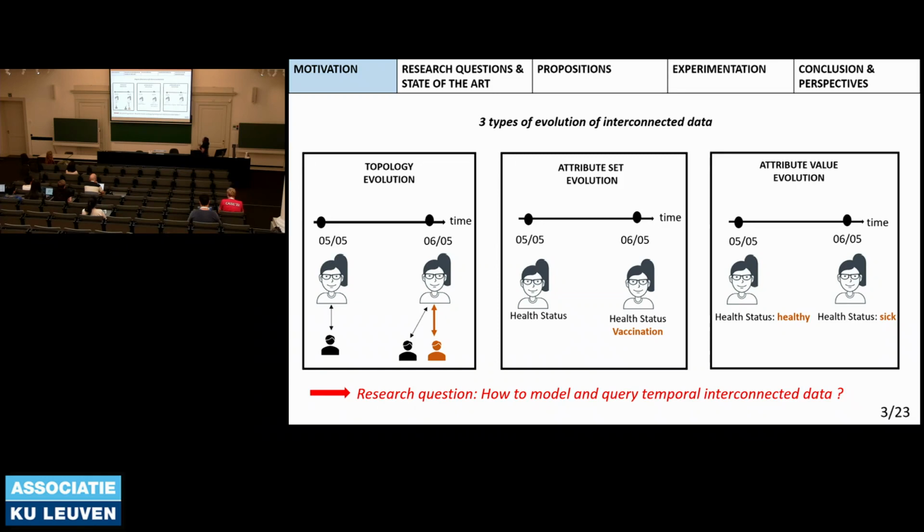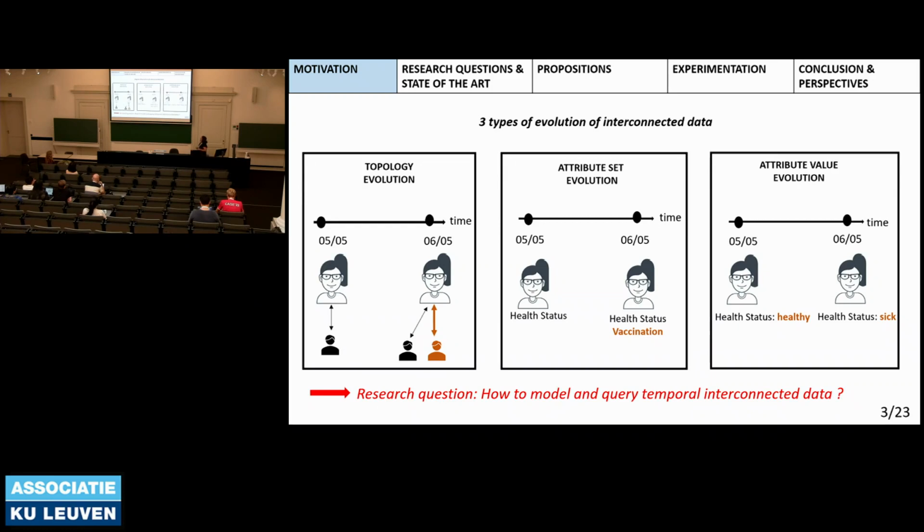Also, we can find the evolution of attribute set. It means that the attributes describing entities and their relationships can be added and removed over time. For instance, on the middle figure, we can see that the girl has a new attribute in orange to describe her. Also, we can find the attribute value evolution. It means that the attribute of entities and their relationships can be updated over time. For instance, on this right figure, we can see that the attribute health status of this woman has been updated between the two dates.